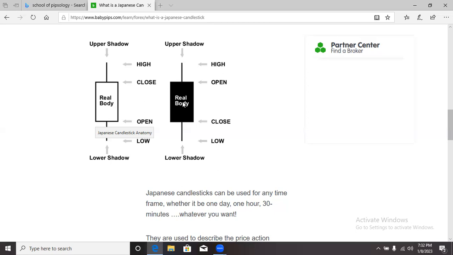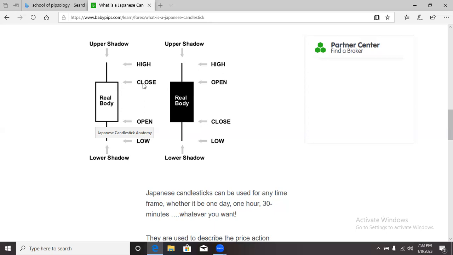So the same thing with this. It opened here, moved high up there, then comes back again to this low. Then because it did not close here, it moves back in and opens here and closes here. So in a nutshell, a bearish candle will open at the top and close at the bottom, while a bullish candle will open at the bottom and close at the top. I hope that is clear.